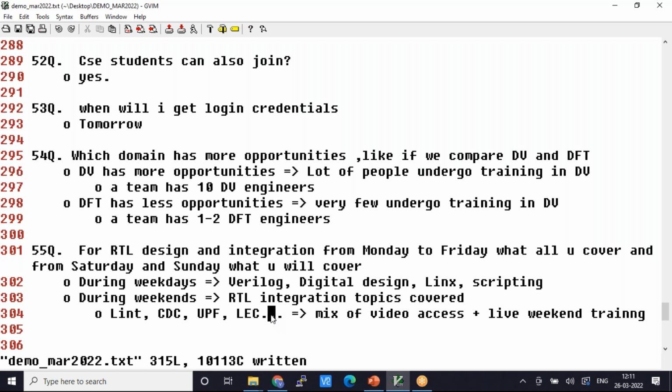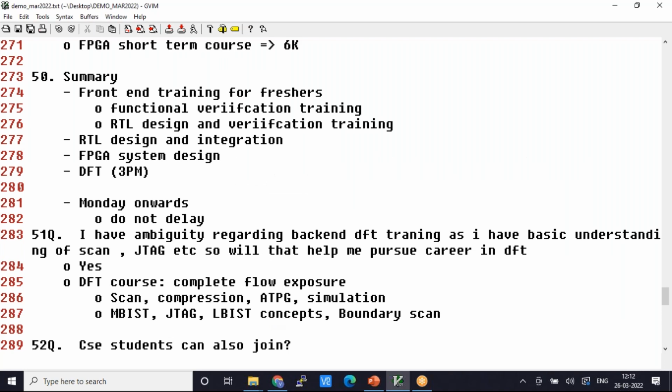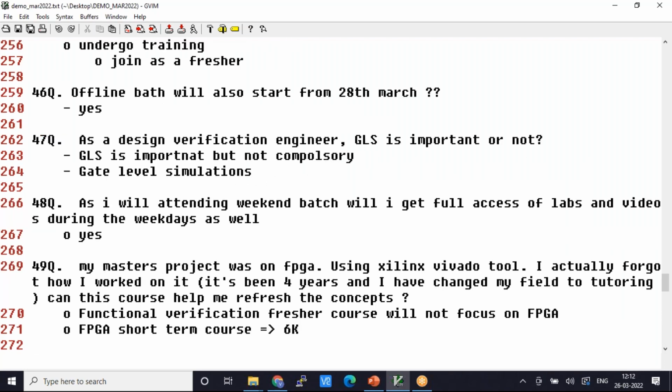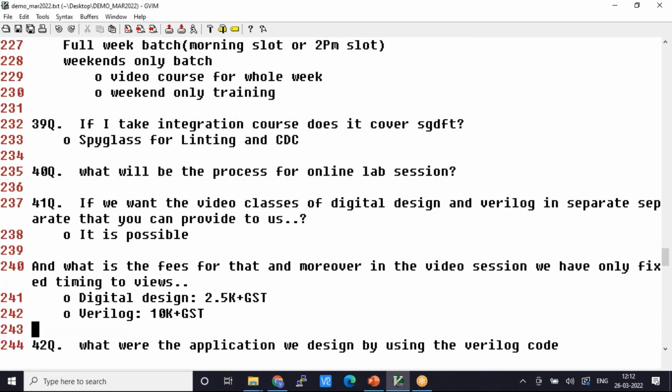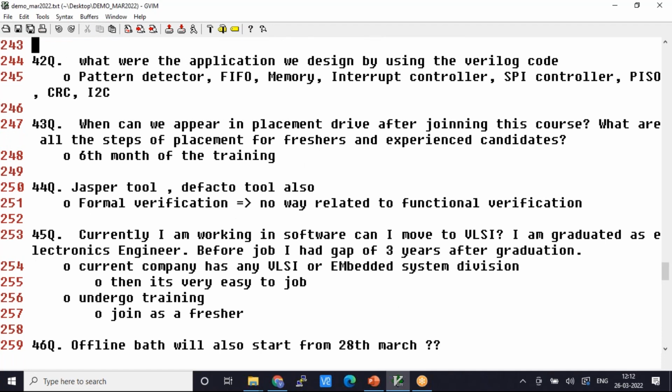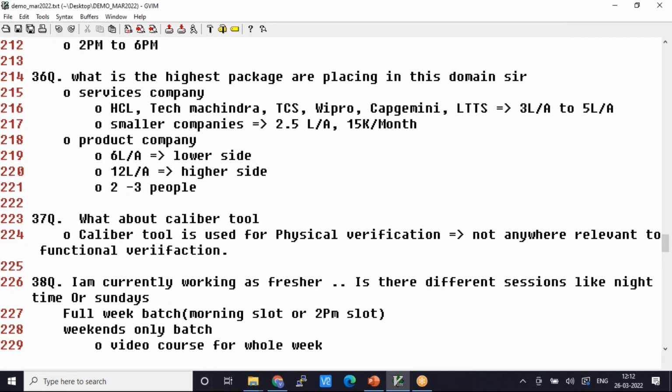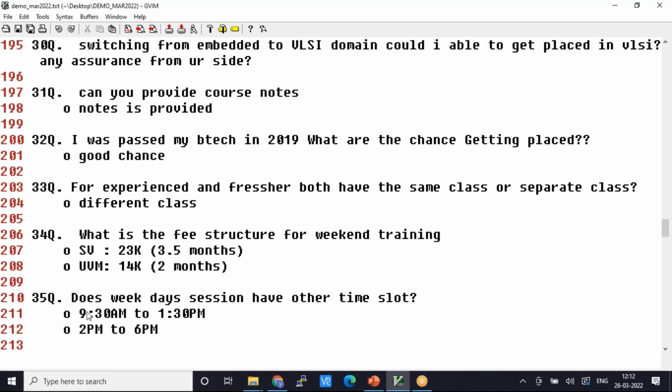What is the cost for SV and UVM? SV and UVM, right? SV, I said 23,000. UVM is 14K. Collectively, if you do both, it's 36,000. Okay, thank you.